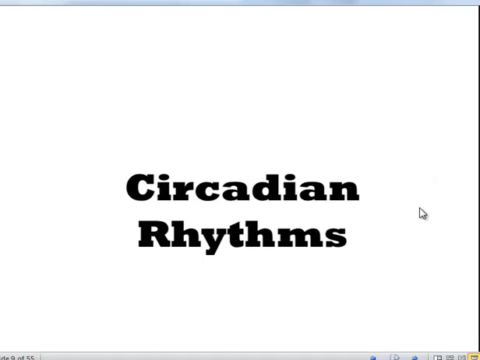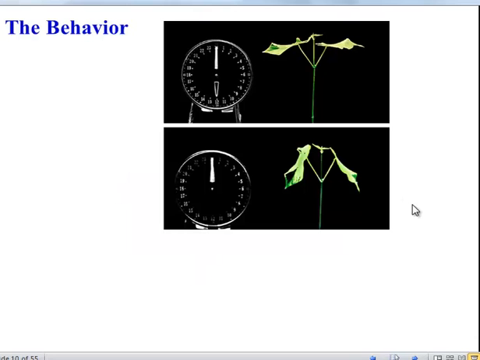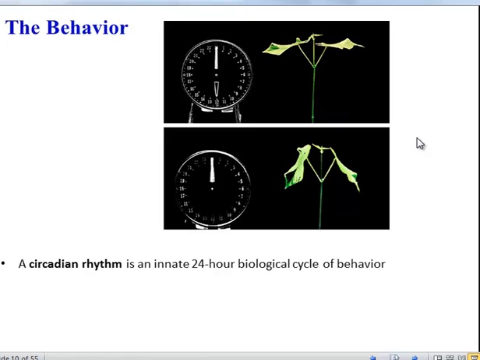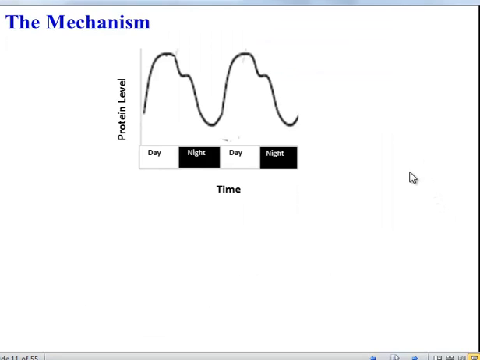The next behavior we're going to look at is circadian rhythms, and this is something present in both animals and plants. So essentially, a circadian rhythm is just a 24-hour cycle of behavior. For example, plants, much like animals, sleep during the night, usually. Plants will also open their stomata during the day and close them in the evening. So they are on a 24-hour cycle that corresponds to night and day. Now, how does this work? What's the mechanism behind it?